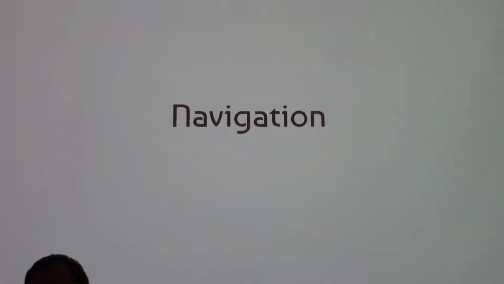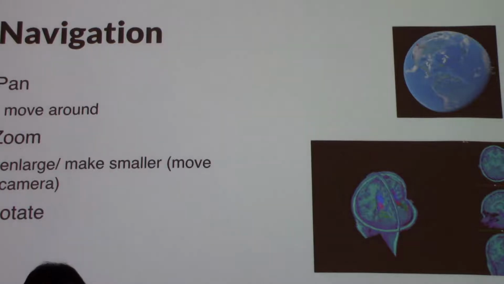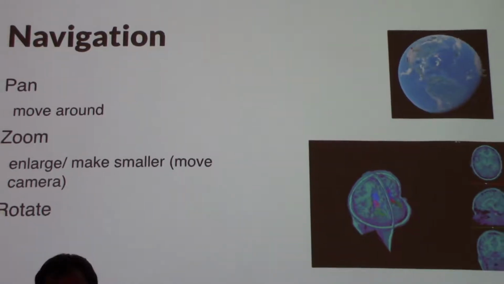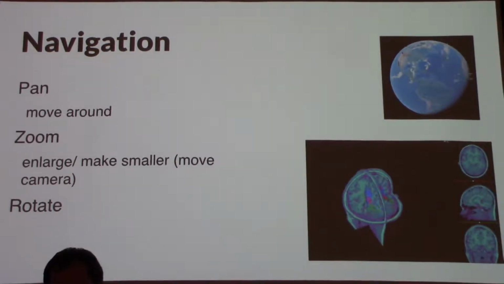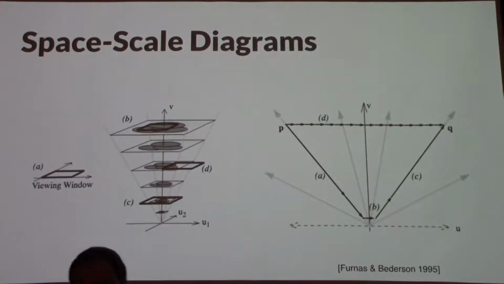So, any questions about animated transitions before we move on? Good. So we talked about navigation. I gave those two examples about panning and zooming and rotating. I'm not going to show them again. This is the theory behind this, the space scale diagram.